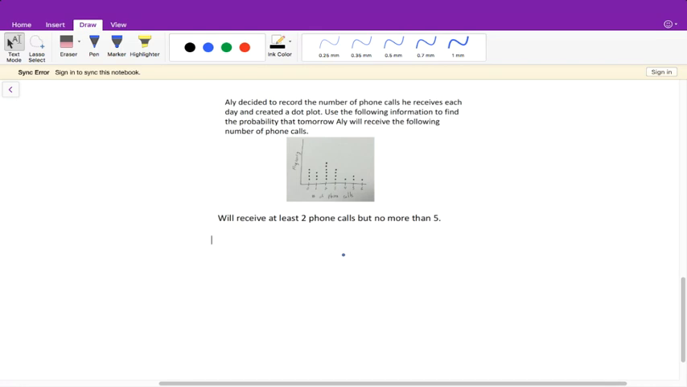All right, this one says, Ali decided to record the number of phone calls he receives each day and create a dot plot. Use the following information to find the probability that tomorrow Ali will receive the following number of phone calls: that he will receive at least 2 phone calls, but no more than 5. So remember, it's the exact same thing that we're just doing. So we need to find out the total first before we can go ahead and figure out the probability of anything. So to find the total, that is all of these dots here. So here I have 4, here I have 3, here I have 6, 4, 1, 2, 1. So that means in total, he kept track of the number of phone calls that he received each day.